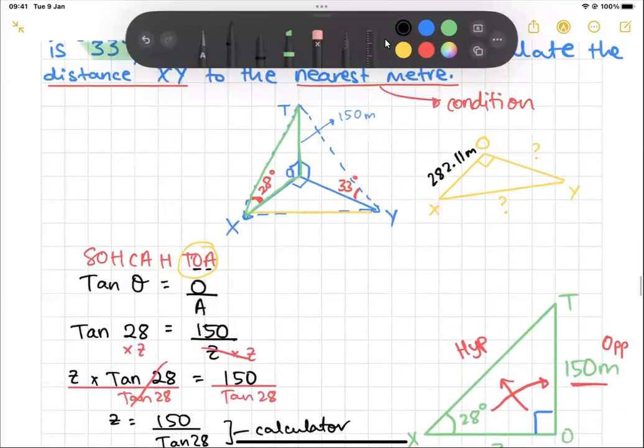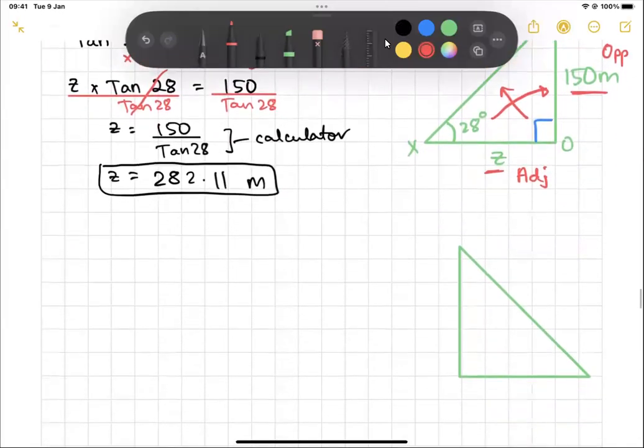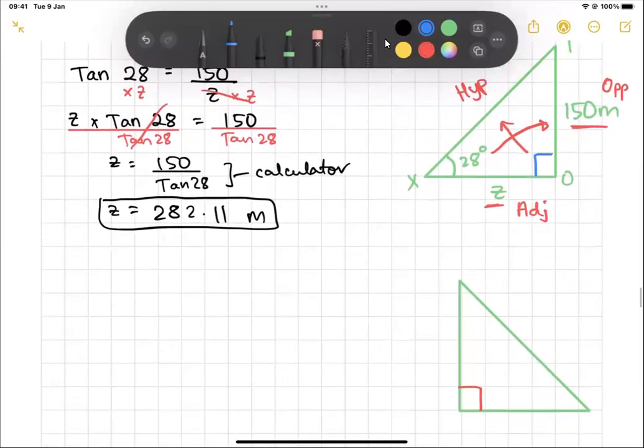Now what I need to do is find this one here. I need to find what OY is. So let's do that. It's another right angle triangle. This here is 33 degrees. This should be 150 meters. And I need to find what OY is. Let's make it a W.